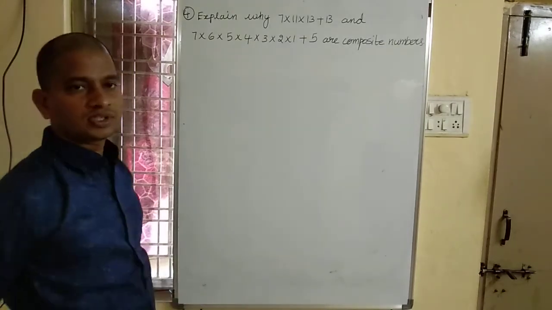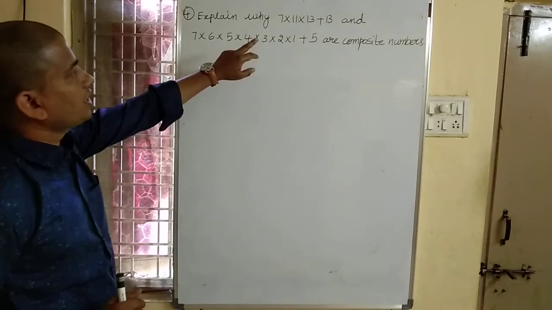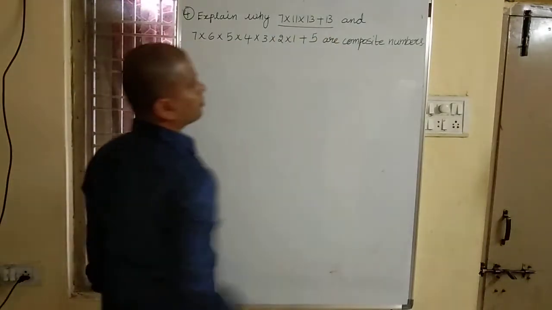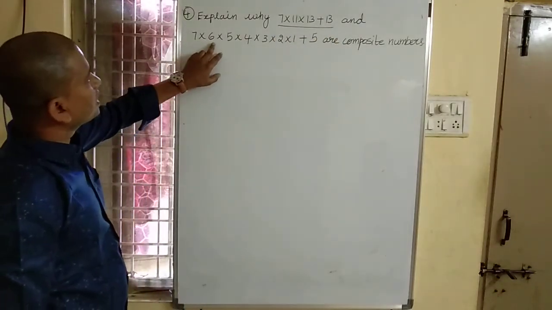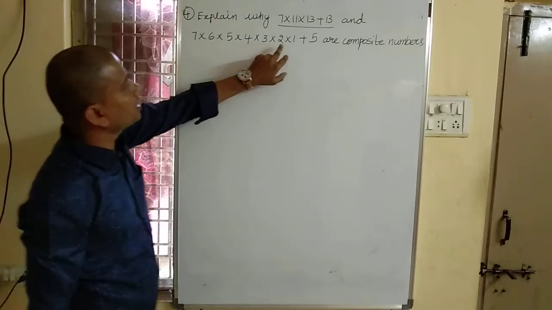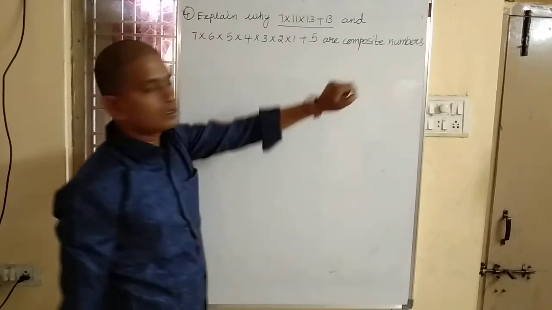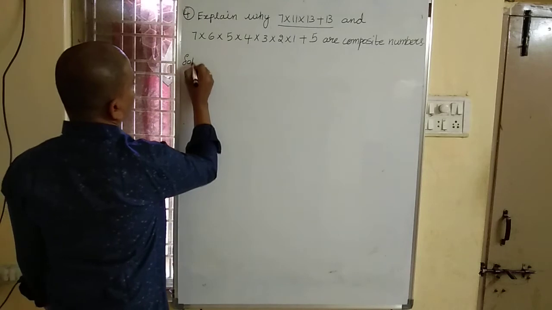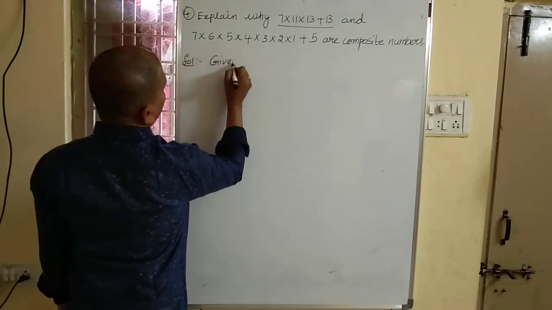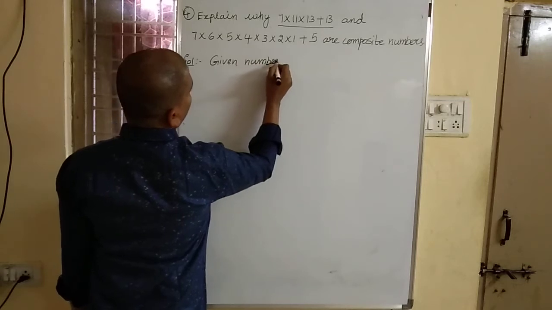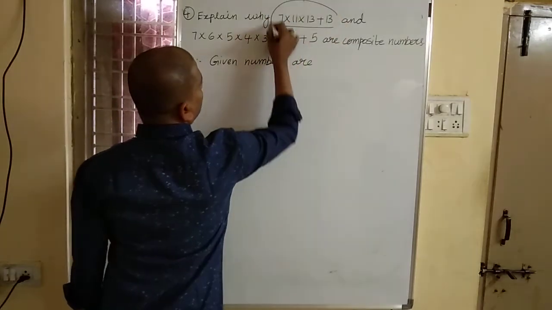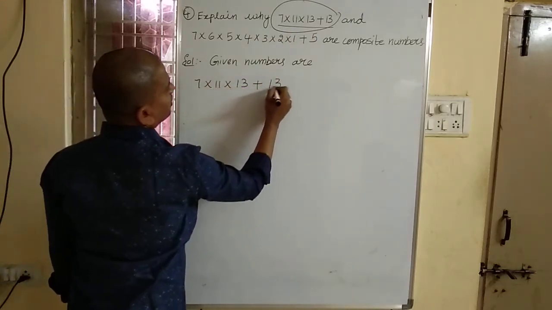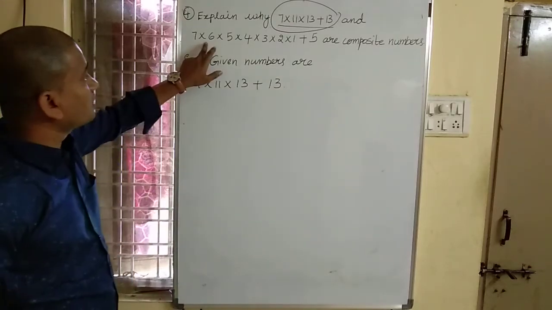Fourth question: explain why 7 into 11 into 13 plus 13, this is one number, and 7 into 6 into 5 into 4 into 3 into 2 into 1 plus 5 are composite numbers. So given numbers are, they have given two numbers. First, let us take the first number, 7 into 11 into 13 plus 13. This is our first number and this is our second number.